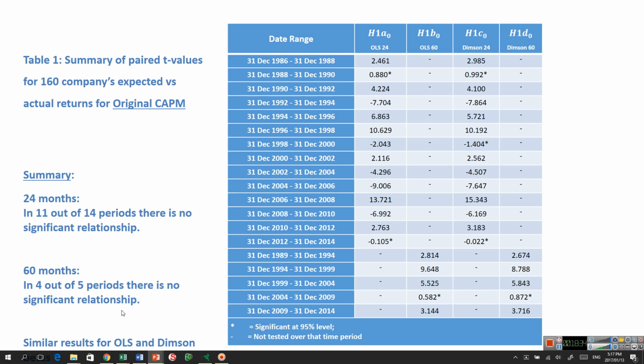We also find very similar results, doesn't matter how we estimate beta, between Dimson and the least squares method of estimating betas. You'll notice these asterisks are generally paired, occasionally not. But what this is really telling us is that the CAPM doesn't work. The expected returns from the CAPM, using the original CAPM model with the T-bill risk-free rate, doesn't help you to predict the actual returns.